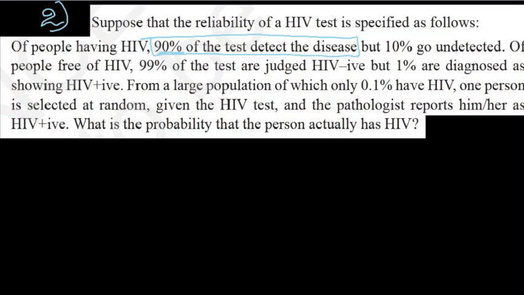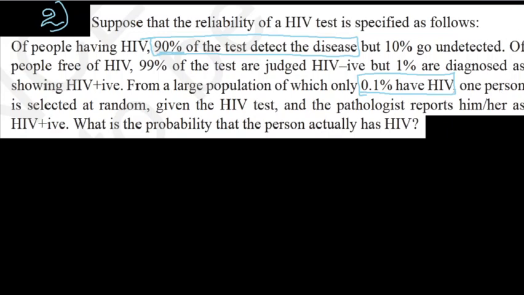From a large population of which 0.1% have HIV, one person is selected at random. Given that the HIV test reports him or her positive, what is the probability that the person actually has HIV?